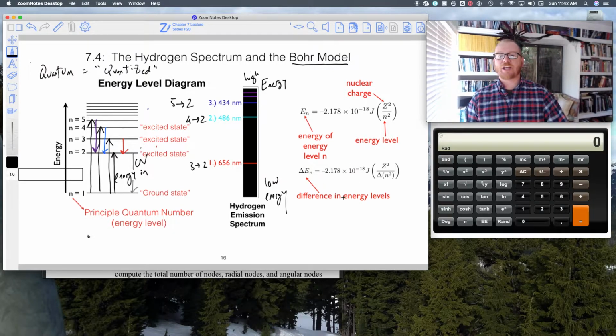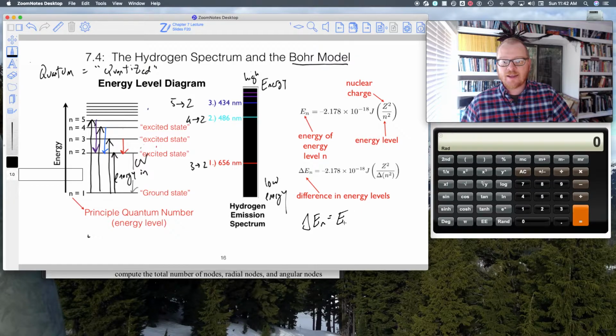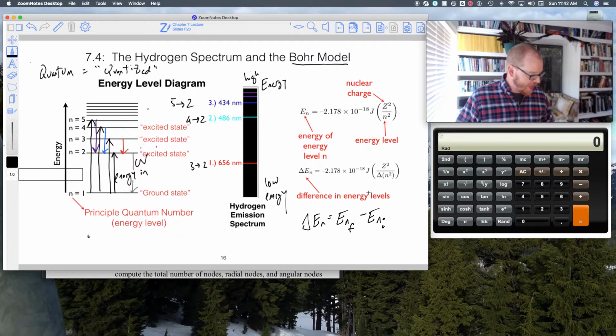Now this is the equation that we use here. This is our Rydberg equation, and it says delta En, which means the difference in energy levels, because it is the difference, the delta. So we recognize delta En is going to be En final minus En initial. The difference between those two energy levels is what gives us light. It's what gives us that characteristic fingerprint.